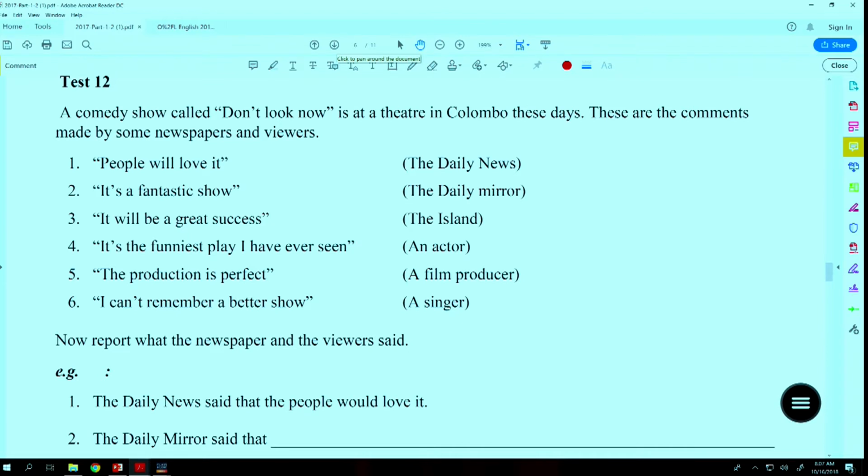That means you have to use what? Reported speech. Reported speech වලින් තමයි මේක ලියන්න තියෙන්නේ. කෙනෙක් කියපු දෙයක් තව කෙනෙකුට වාර්තා කිරීම. One example is given. The Daily News said that the people would love it.